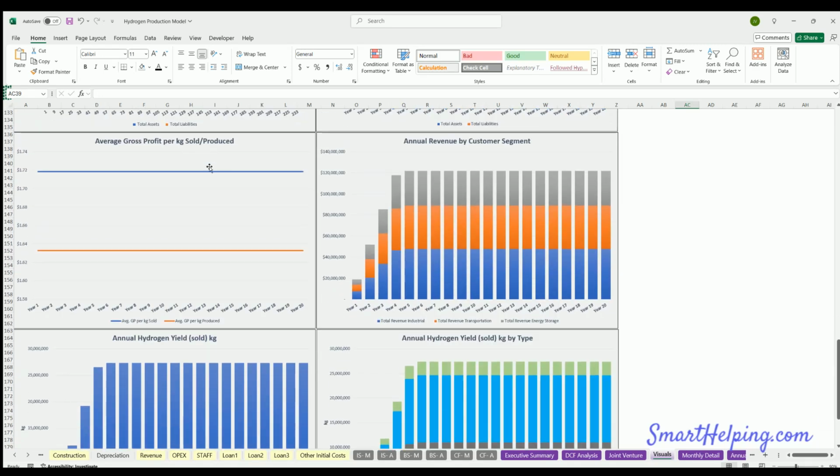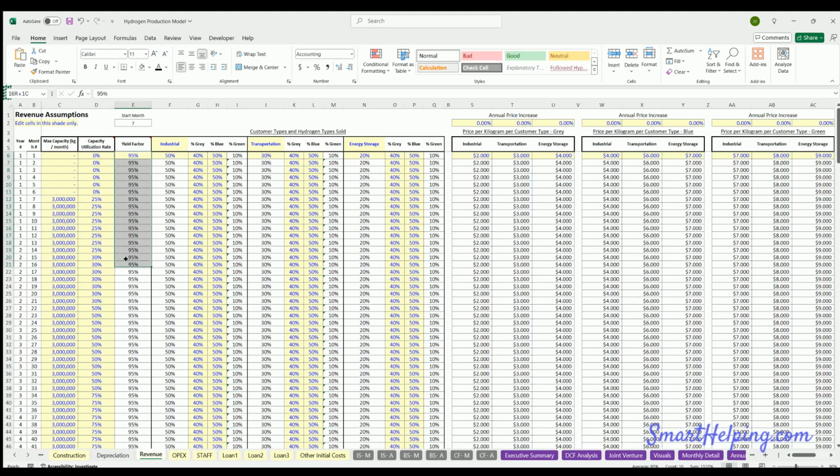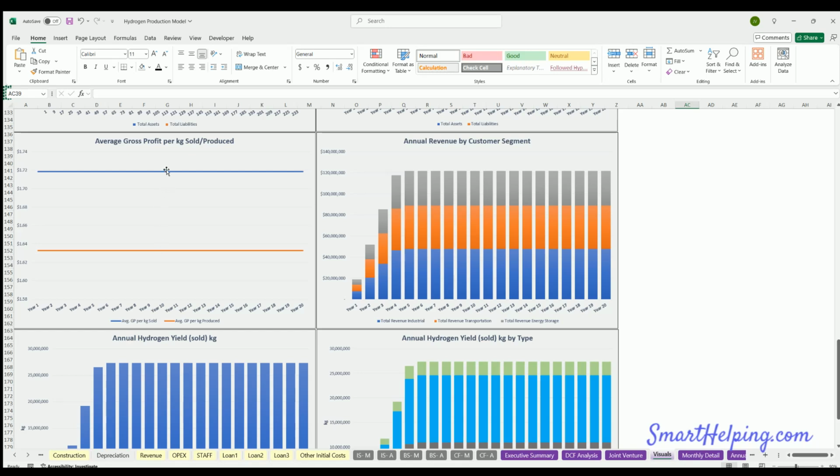Average gross profit per kilogram sold. So here we're looking at the revenue versus those variable costs and breaking it down to a per kilogram basis and saying for every kilogram we sell, we're making $1.72 in gross profit. For every kilogram we produce, we're making $1.63. And again, the difference between these two is just simply a function of your yield factor. Now the yield factor might change over time. Maybe you get better and more efficient, less leakage. You sell more of what you're making as you get established customers, what have you. This percentage could change over time, which would affect the differential between these two.